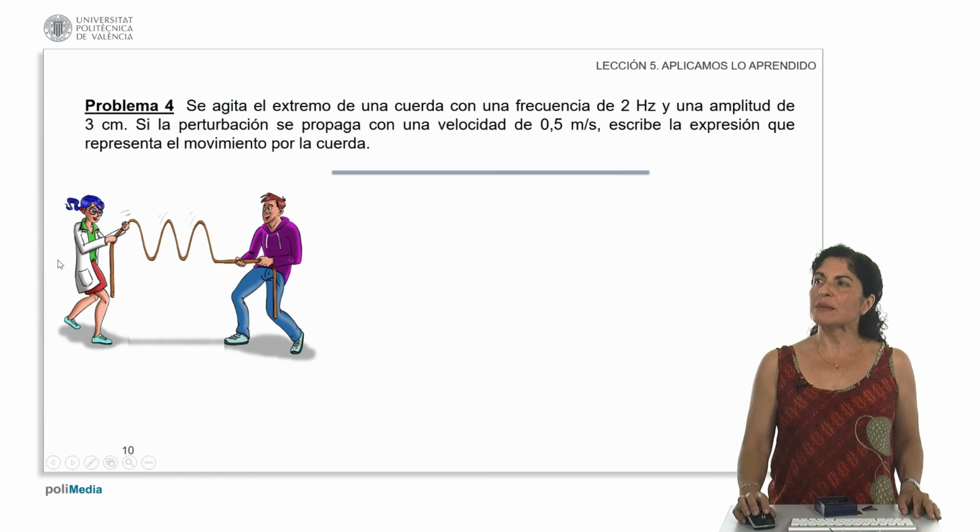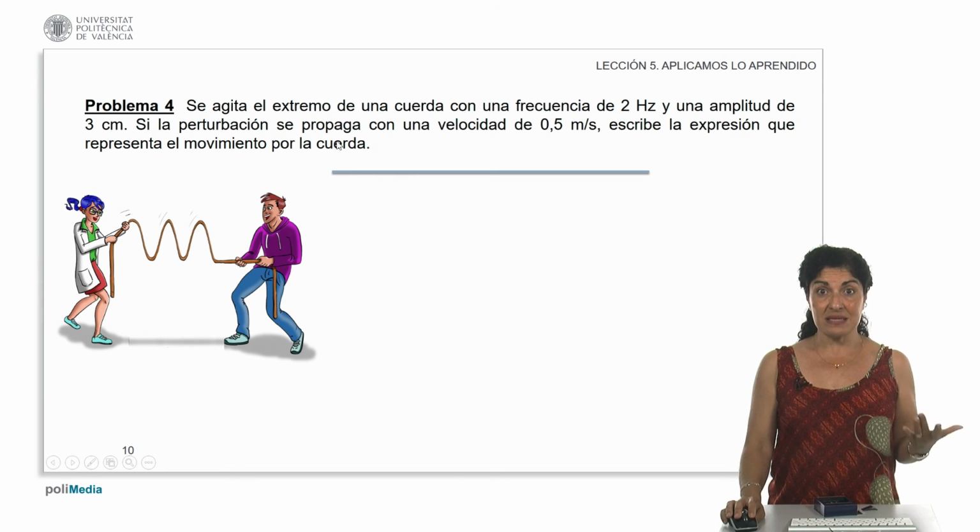In this one, what we are going to do is to produce waves in a rope, as Amanda and Jota are experimenting here. We are told that the end of a rope is shaken with a frequency of 2 Hz and an amplitude of 3 centimeters. If the perturbation propagates with a velocity of 0.5 meters per second, write the expression that represents the movement along the string.